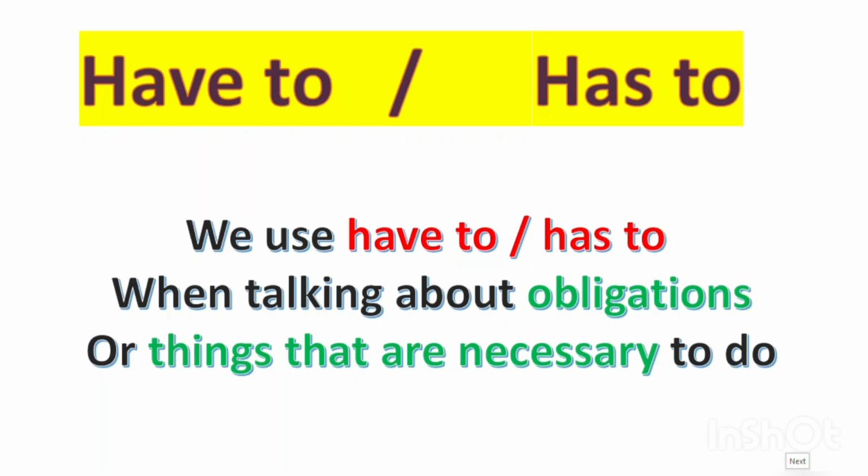Today's lesson is about have to or has to. We use have to and has to when talking about obligations or things that are necessary to do.